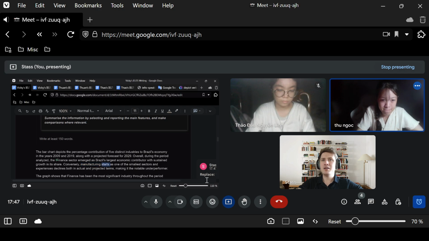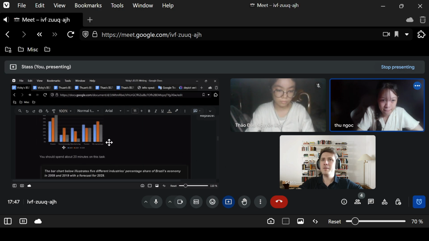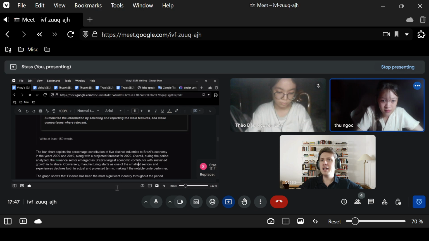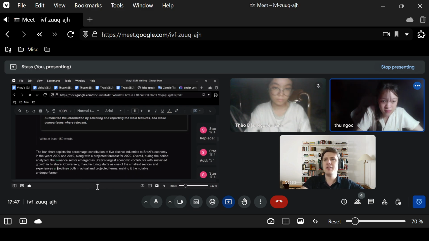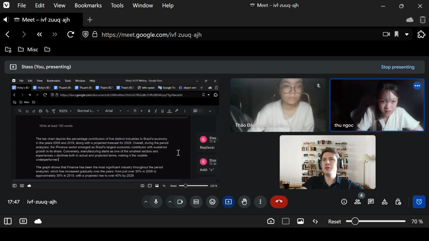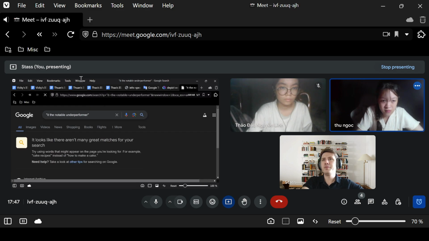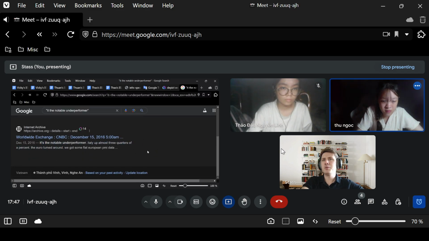During the period analyzed, finance emerged as Brazil's largest economic contributor with sustained growth in its share, right? Sustained growth. Conversely, manufacturing starts as one of the smallest sectors, second smallest, and experiences declines. We usually say a decline, yeah? Experiences a decline, both in actual and projected terms, making it the notable underperformer.